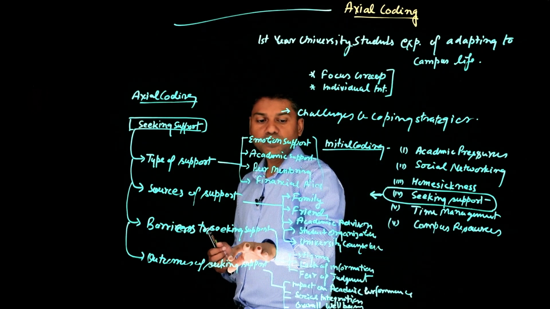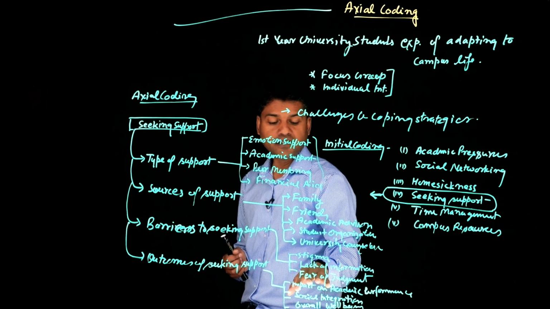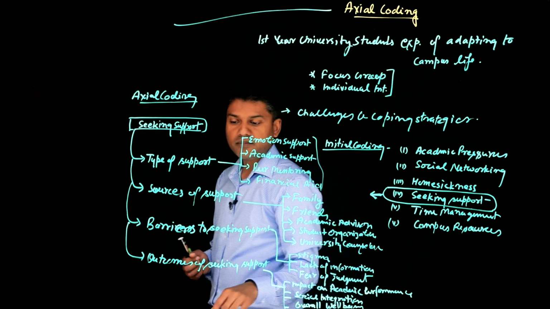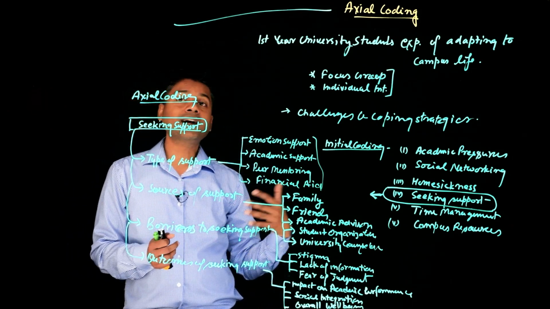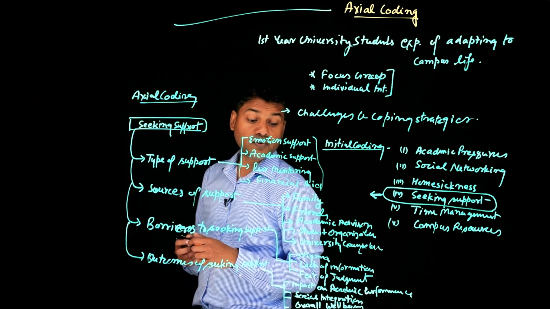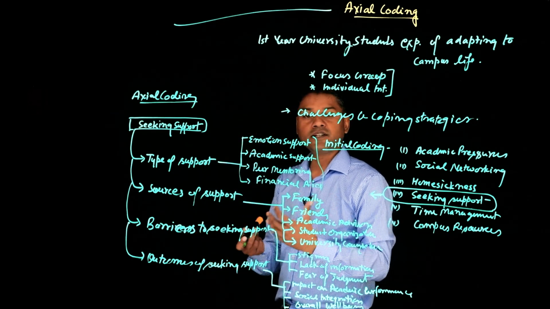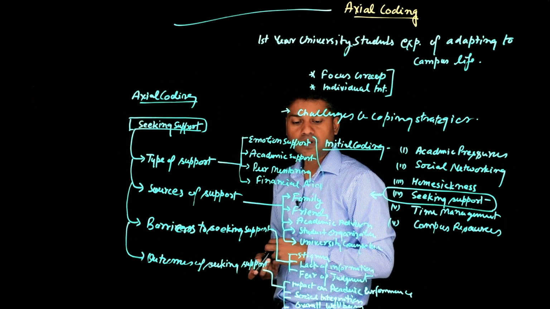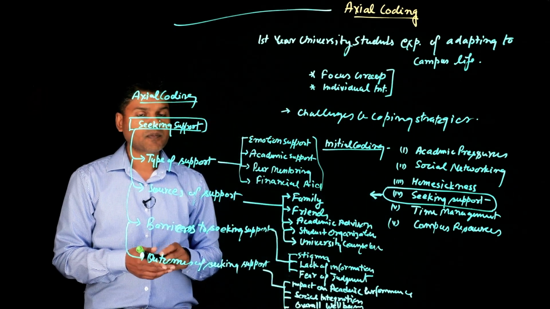And then barriers to seeking support, which is stigma, lack of information on campus about the facilities available, and fear of judgment. And finally, the outcome of seeking support, which is the impact on the academic performance of these first-year students, their experience of being integrated into the social community on campus, and their overall well-being on campus.